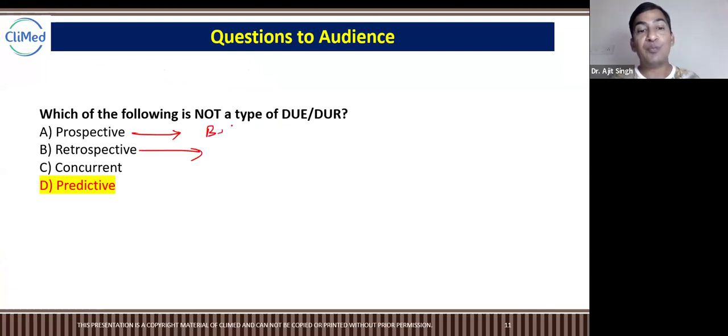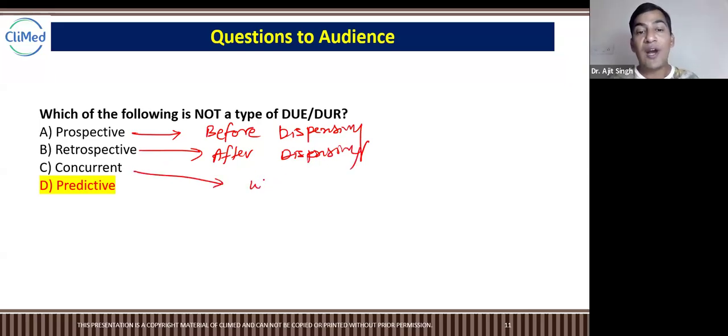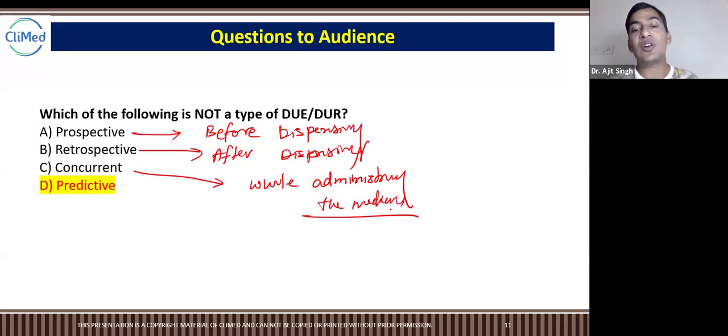So prospective and retrospective, look at this. Prospective means before dispensing. Retrospective is after dispensing, and concurrent is while administering the medicine, while taking the medicine or administering it to the patient. Now let me explain it so you can understand it easily. What does it mean by before dispensing? I'll give you an example now.